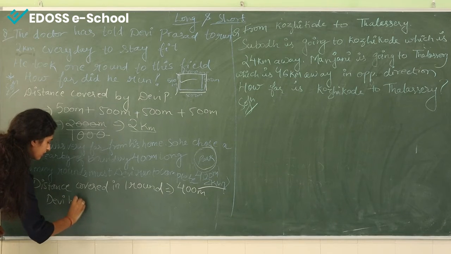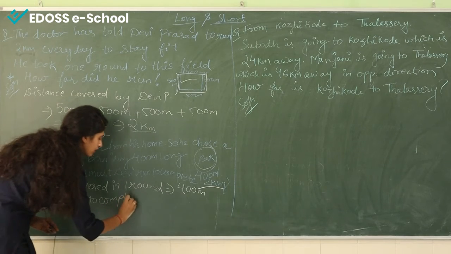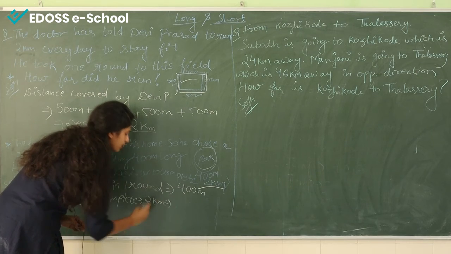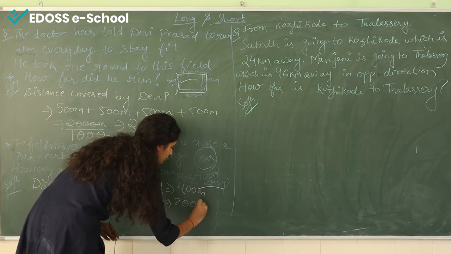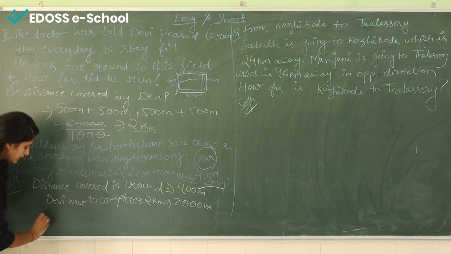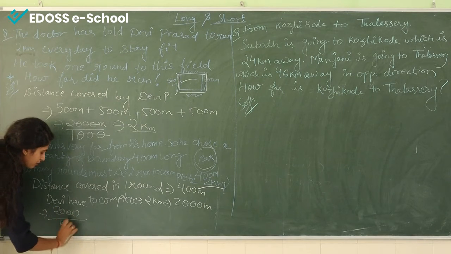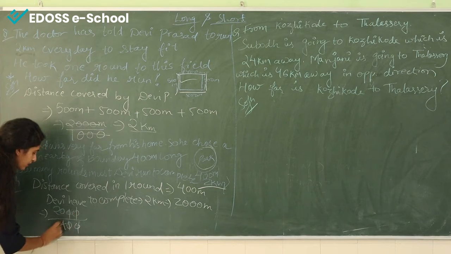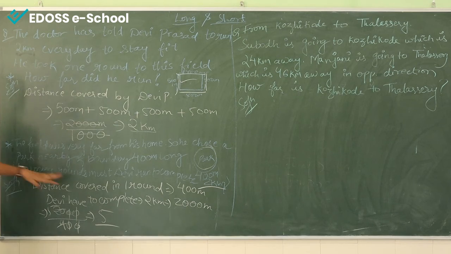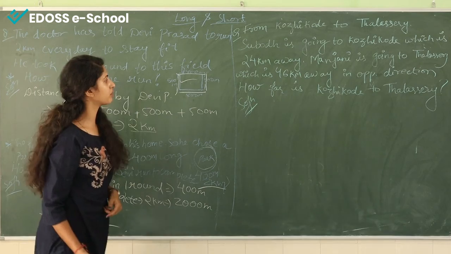Devi has to complete 2 kilometer of distance, that is equal to 2000 meters. So how many rounds must Devi need? We'll divide 2000 by 400, that is 5 rounds. So Devi must take 5 rounds to complete 2 kilometer of distance.